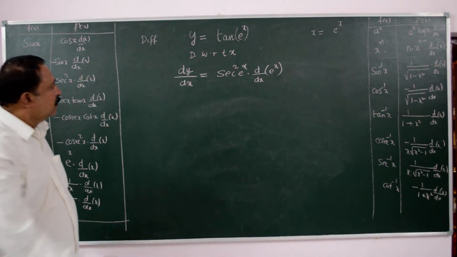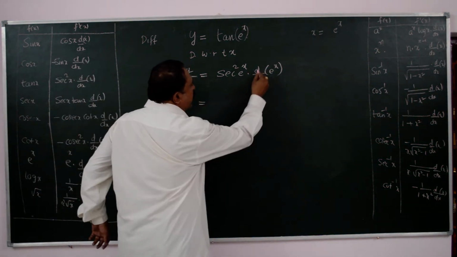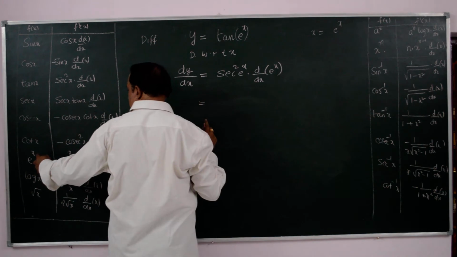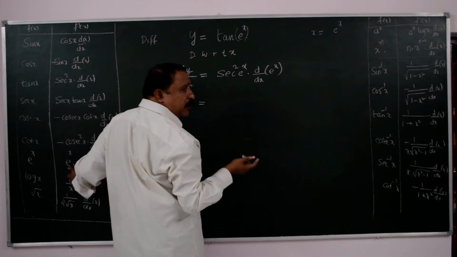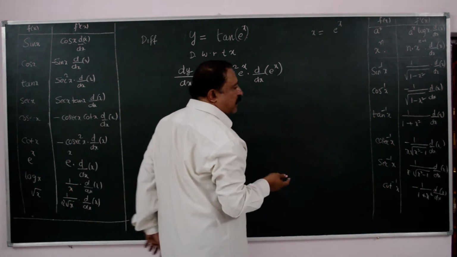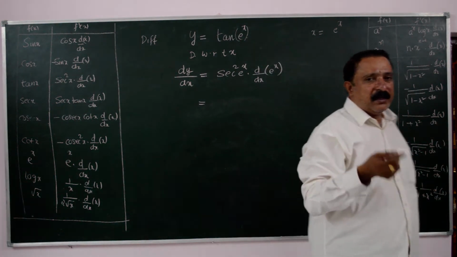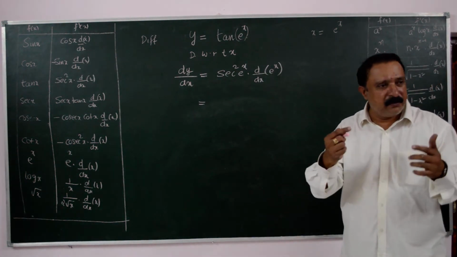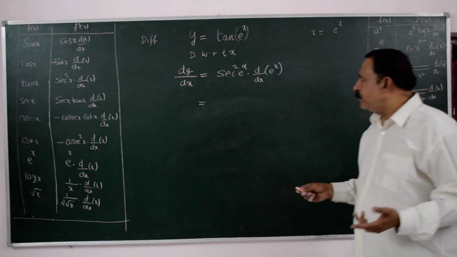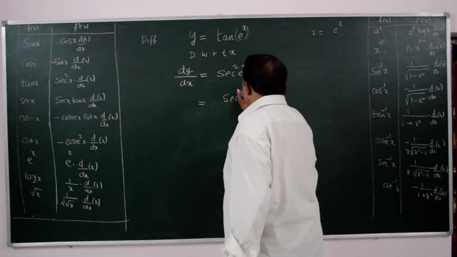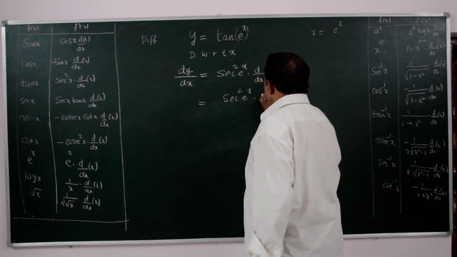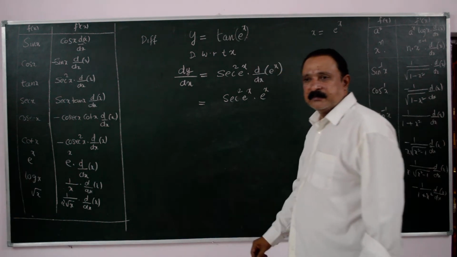Okay? Therefore, what do you get if you differentiate e to the power of x? You will get e to the power of x itself. What is the differential coefficient of e to the power of x? E to the power of x into d by dx of x. d by dx of x is 1. So, e power x itself. So, it is secant square e power x into e power x.